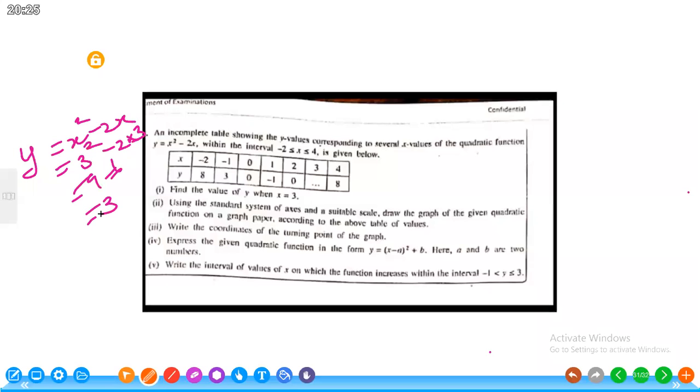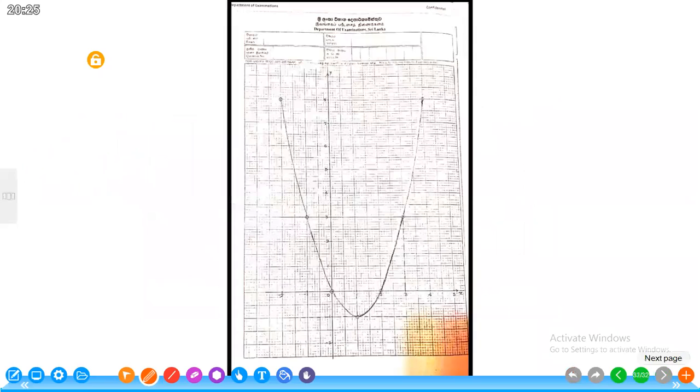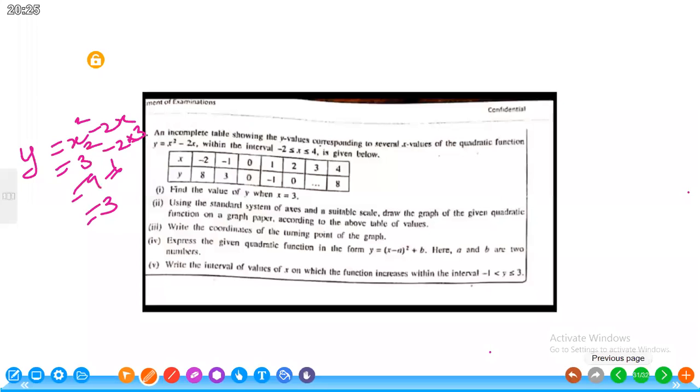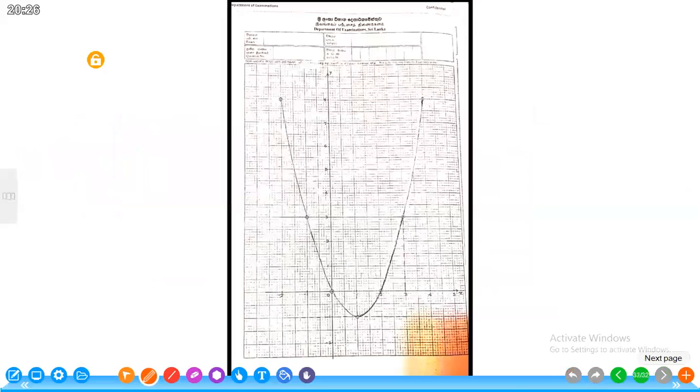Right, next question. Using the standard system of x-axis and a suitable scale, draw the graph of the function on the graph paper according to the table of values. Here, according to the table given below, the coordinates are (-2, 8), (-1, 3), (0, 0), (1, -1), (2, 0), and (3, 3). We found 4, 8. According to the prepared table, the graph will be something like this.